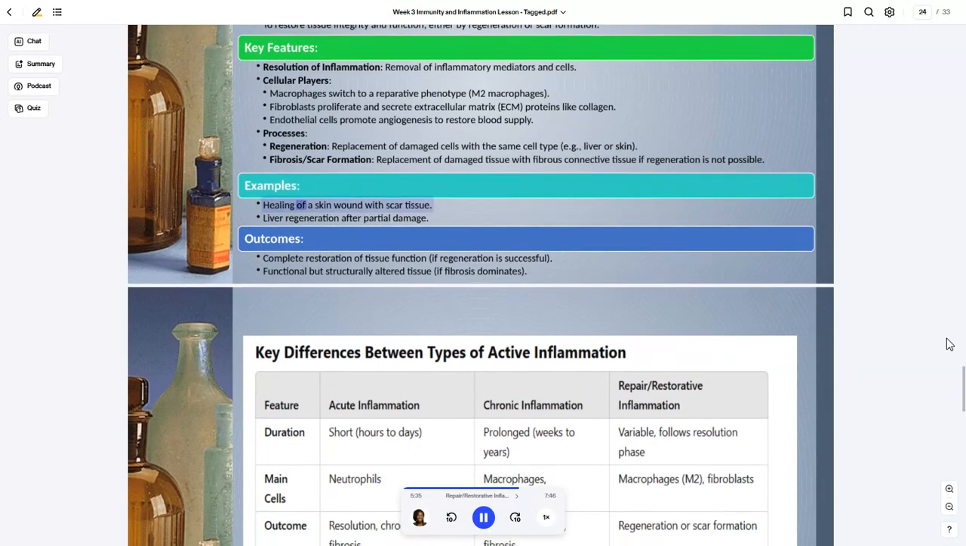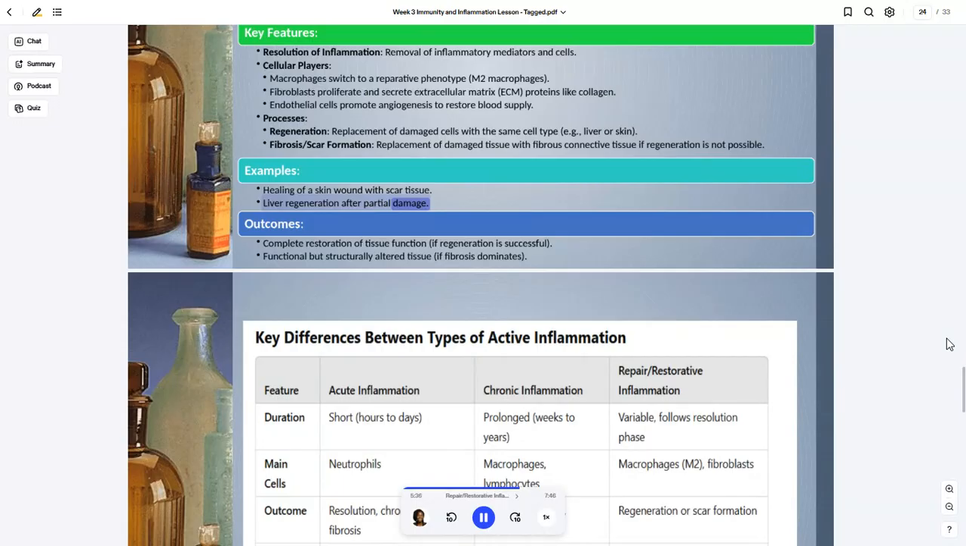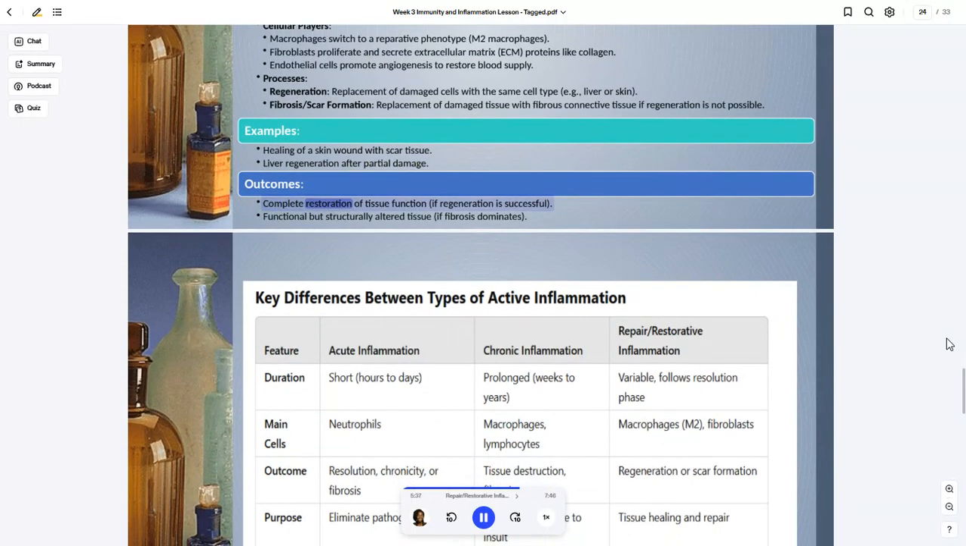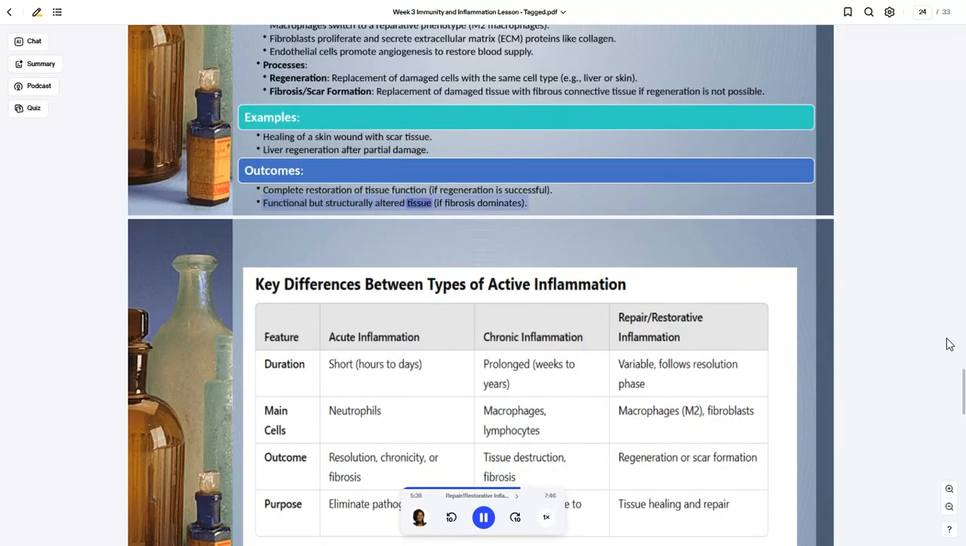Examples: healing of a skin wound with scar tissue. Liver regeneration after partial damage. Outcomes: complete restoration of tissue function if regeneration is successful. Functional but structurally altered tissue if fibrosis dominates.